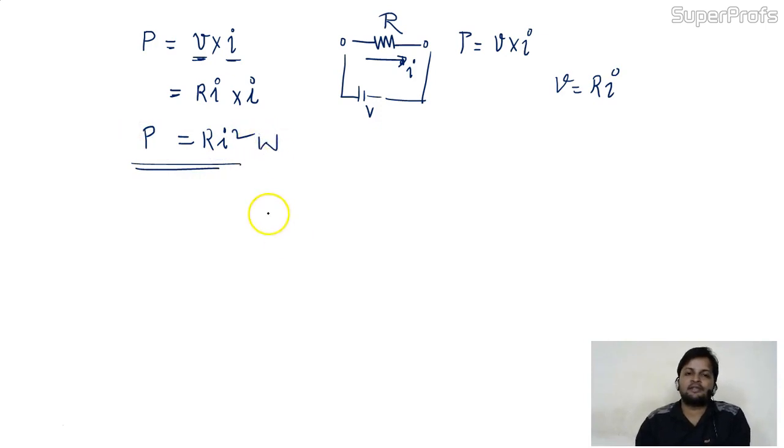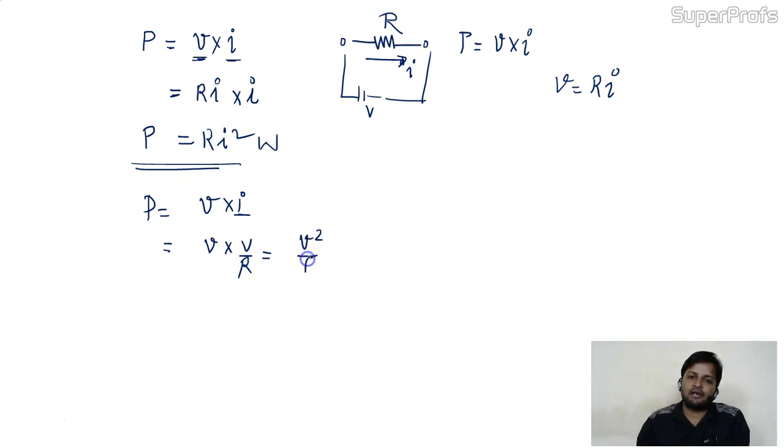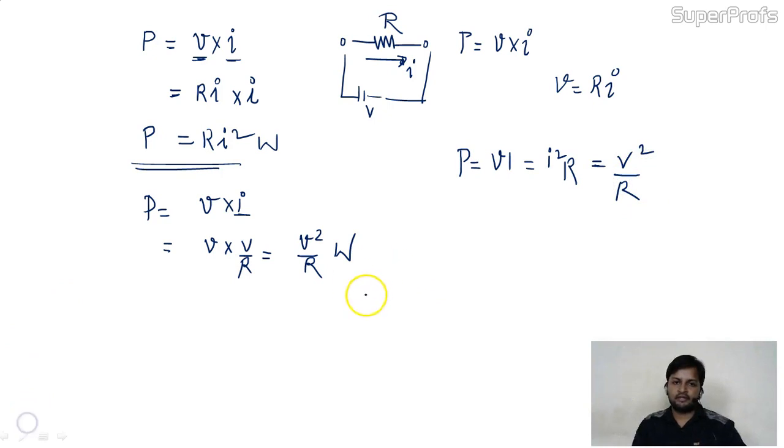Unit of the power is watt. Again, for the same V into I, I can replace I by V by R by Ohm's law. V into V by R. So finally you have V square by R watt. So I have three formulas for power: P equal to V I, I square R, or you can take V square by R also. Is it okay? So this is power.